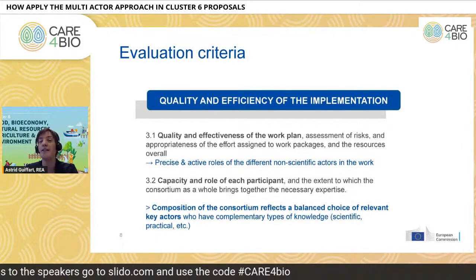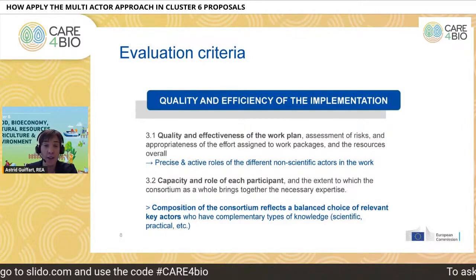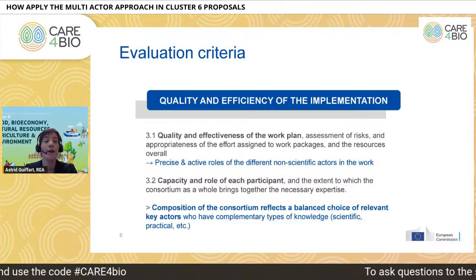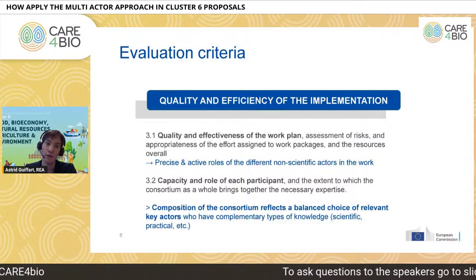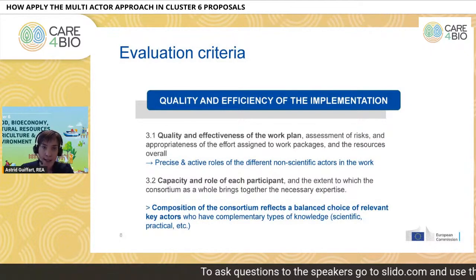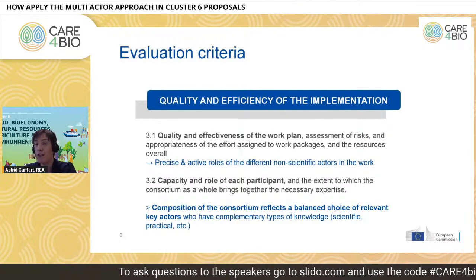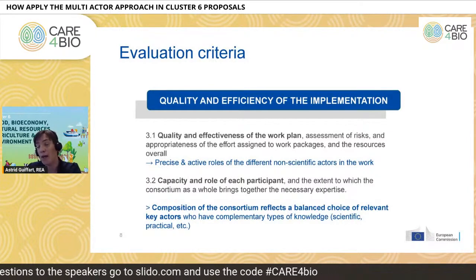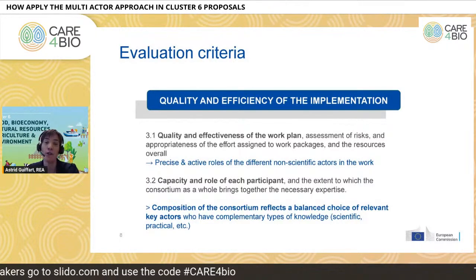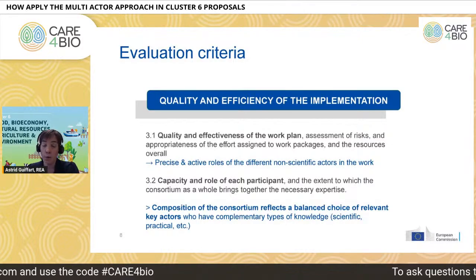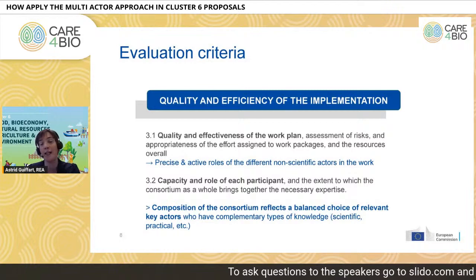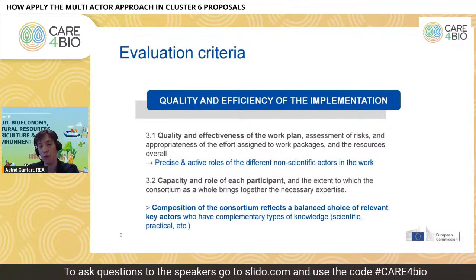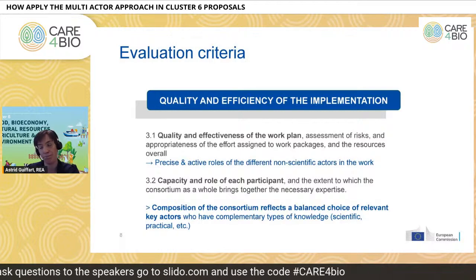And there we see in the details of the planning of the tasks and the activities whether this multi-actor approach has been fulfilled. And in terms of capacity and role of each participant, then we also have this element of the multi-actor approach, that the composition of the consortium needs to be a balanced choice of relevant key actors that are needed to achieve the objective of the topic.